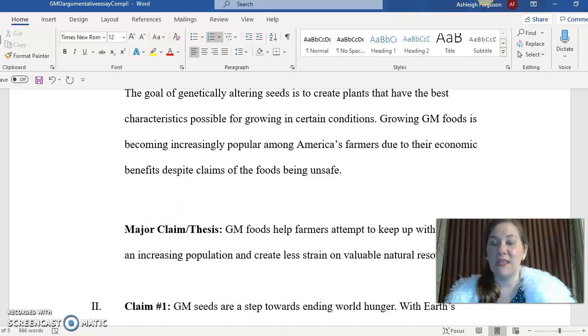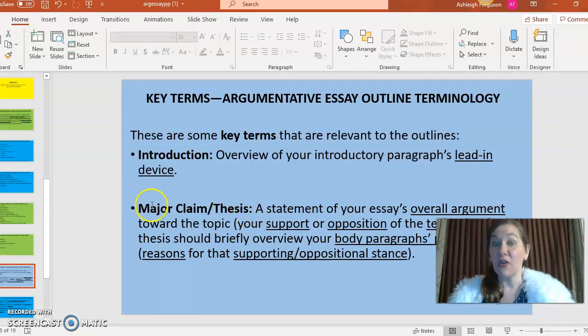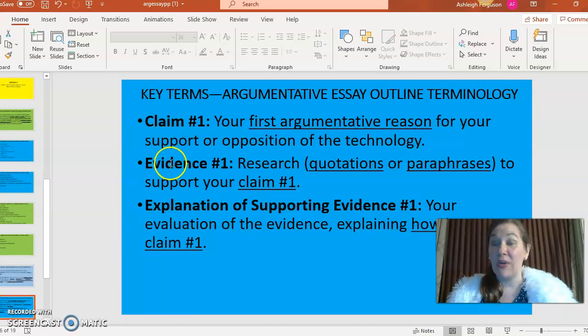Now, moving on to the next structure, you're going to notice that the next structure in option 1 is you're going into your first body paragraph. And in option 1, this is where you're discussing your stance, your opinion. Claim 1, that is just a topic sentence. It overviews your first reason for your support or opposition of the technology. You may have another sentence or two after that, sentences of expansion or elaboration, you explaining that particular idea in more detail.